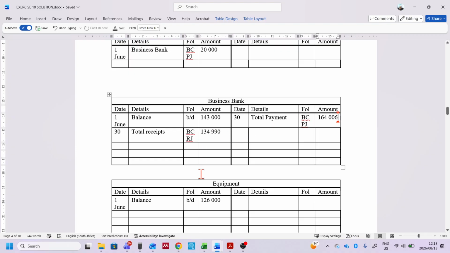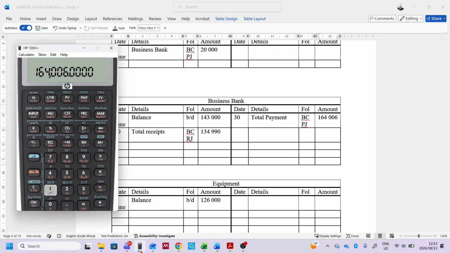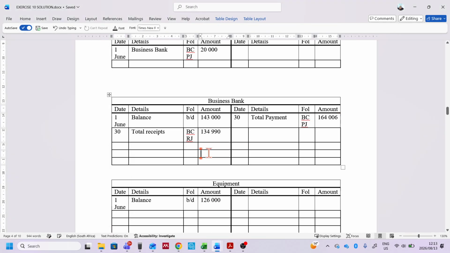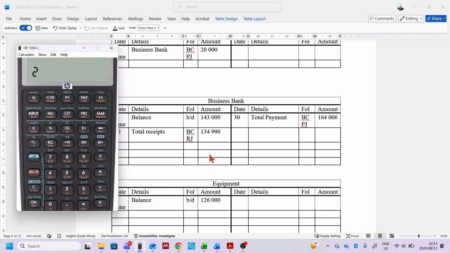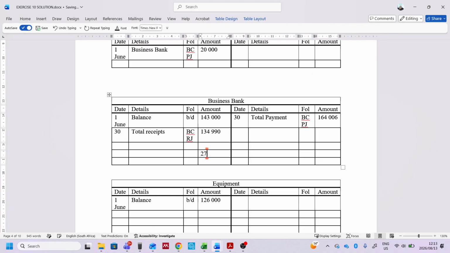So in this case, we are saying 143,000 plus 134,990 gives us 277,990. So this is bigger than the payments. This means that over here, we skip a line on the bigger side, come and put this as a total, 277,990, and we also put it this side, 277,990.